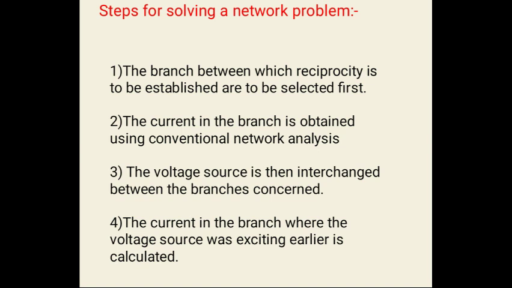Step 3: The voltage source is then interchanged between the branches concerned. In step 3, we interchange the voltage source. It means the voltage source is removed from the original branch and put in the branch in which we have obtained current. Now step 4: The current in the branch where the voltage source was exciting earlier is calculated. It means in the fourth step we calculate the value of current in the branch in which the source was placed before.